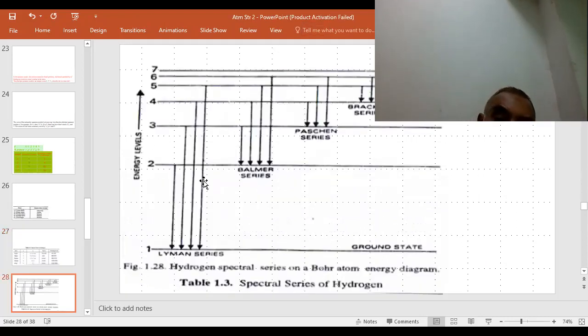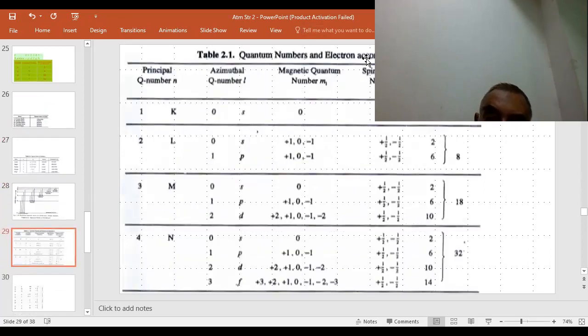This is showing the Lyman series, Balmer series, and Paschen series. These are the quantum numbers. Principal quantum number 1, 2, 3, 4, also denoted by K, L, M, N. And azimuthal quantum number 0 is S, 1 is P, 2 is D.